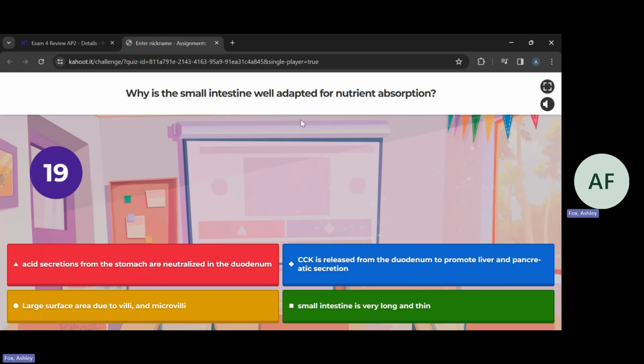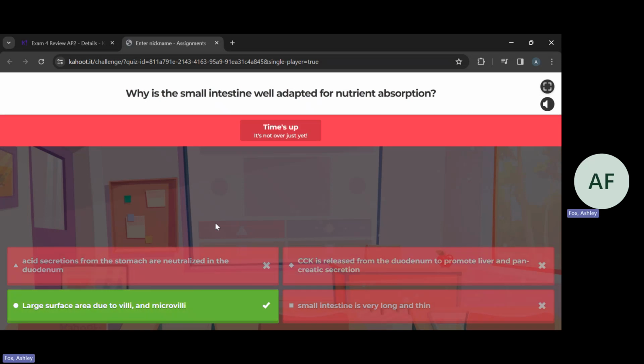Why is the small intestine well adapted for nutrient absorption? Acid secretions from the stomach are neutralized in the duodenum. CCK is released from the duodenum to promote liver and pancreatic secretion. Large surface area due to villi and microvilli. Small intestine is very long and thin. So there's tons of surface area in the small intestine, with the villi on the surface, and then the microvilli on the surface of the cells. So there's tons of surface area that allows plenty of space for nutrient absorption.